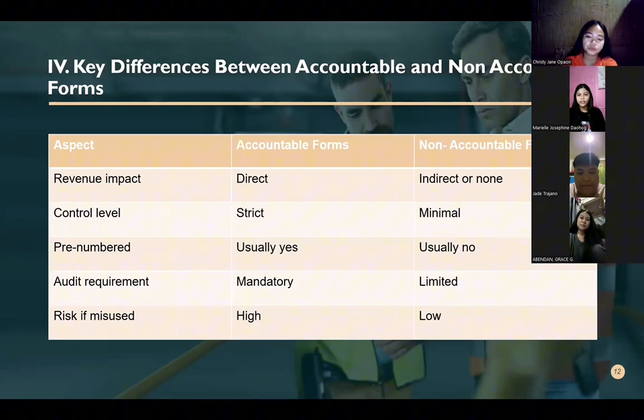Fourth, audit requirement. Accountable forms must be audited regularly to ensure transparency and proper handling. Non-accountable forms have limited auditing requirements. Lastly, risk in misuse. Misusing accountable forms can lead to serious financial and legal problems. Misusing non-accountable forms generally has lower risk.